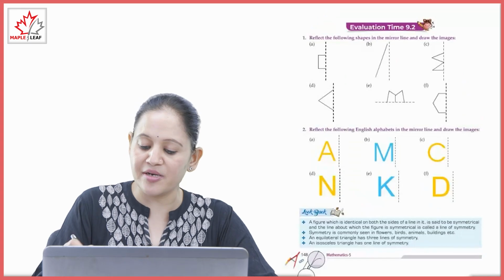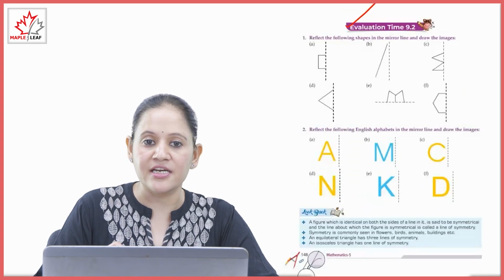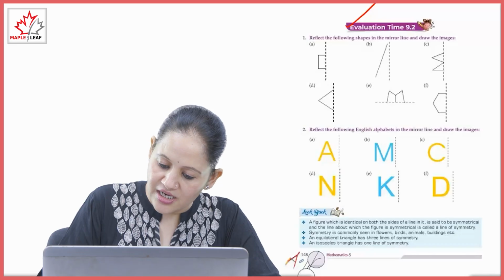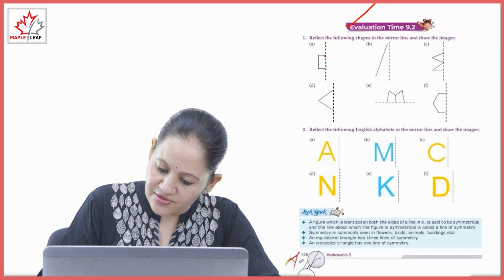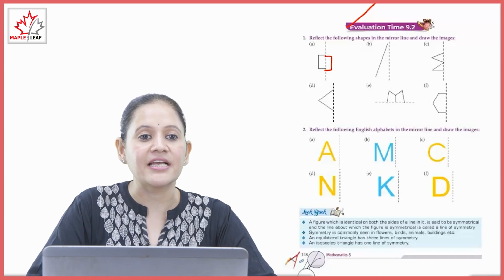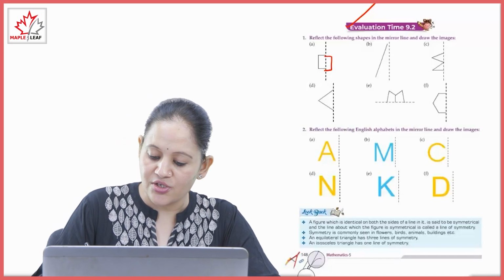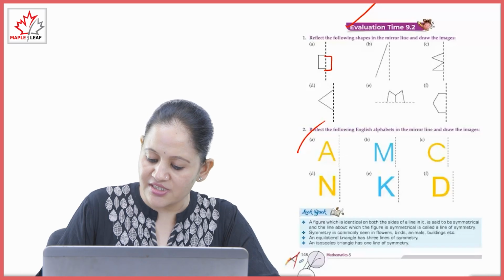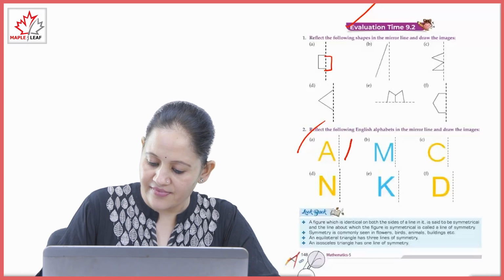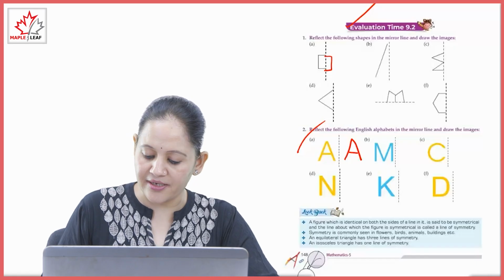Next is Evaluation Time 9.2. Reflect the following shape in the mirror line and draw the image. So we have to draw the other half. It will look exactly the same like this. Clear? Next, reflect the following English alphabet in the mirror line and draw the image. So if we look at it, it will look the same. Clear?